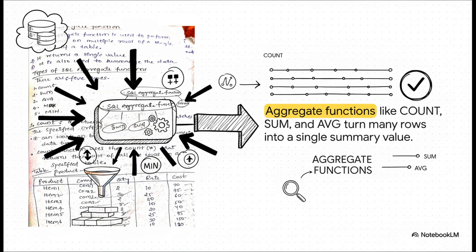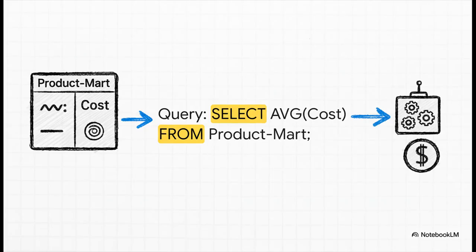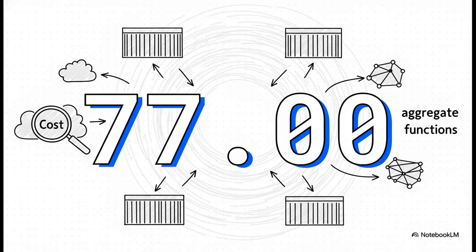These are what let us calculate total sales, find the average score on a test, or spot the most expensive product in a snap. So let's see one in action. It's really simple. We're going to ask our product mart table a very direct question. What is the average cost of everything you sell? And the query to do that is clean, it's straightforward. Select AVG cost from product mart. And just like that, the database crunches all the numbers in that cost column and boom, it gives us back one single powerful answer, $77. I mean, that's the beauty of it right there, turning a whole list of data into one simple insight.